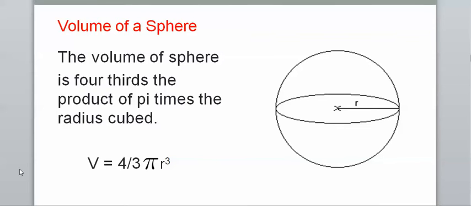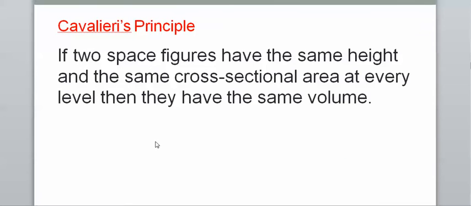And the last thing we're talking about in this module is Cavalieri's principle. Cavalieri's principle says if two space figures have the same height and the same cross-sectional area at every level, then they have the same volume.